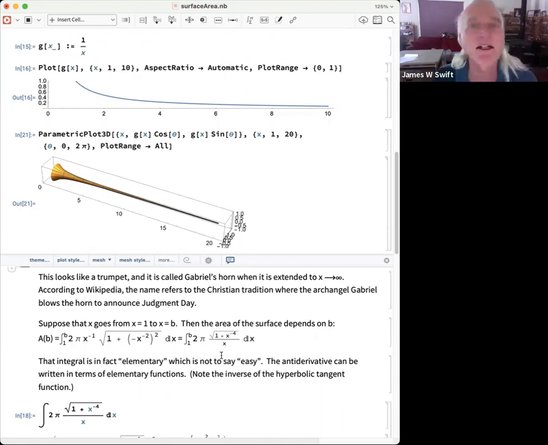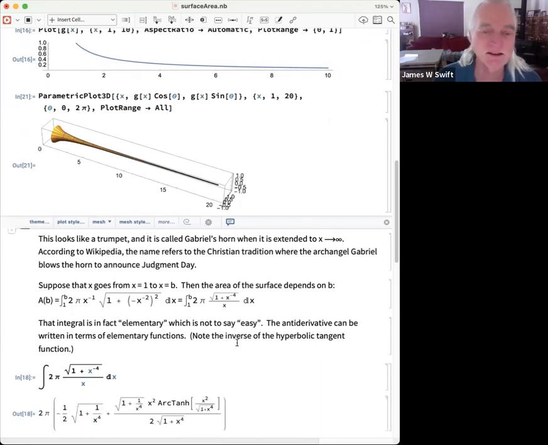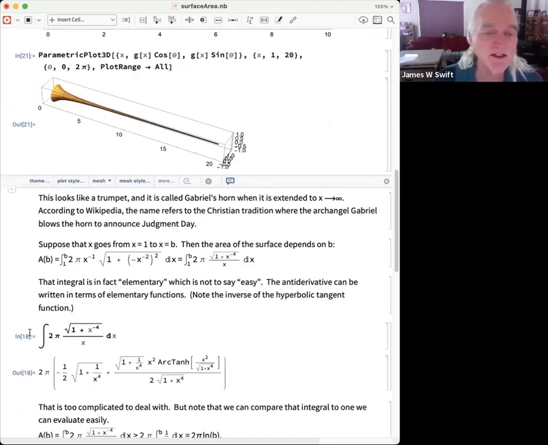Well, that's a really hard integral to do. I don't know how to do that, but actually Mathematica does. If I have it do that integral, it gives me an antiderivative. Wow. And look at that. It involves the inverse of the hyperbolic tangent that I talked about yesterday.